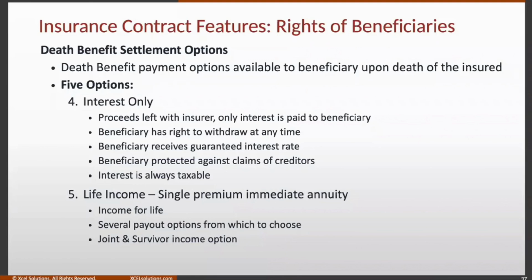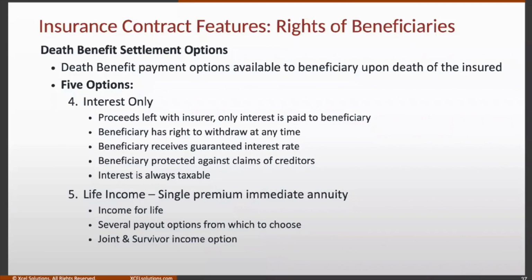in which they receive. The fifth is the life income option, which is L in the word payout. So P in the word payout is fixed period of time a person wants it paid out to them over a certain number of years. A in the word payout is the fixed amount of money they want paid out to them over a certain period of time. I is interest only. Hold on to the proceeds, insurance company, pay me interest only. And the last one is pay out to me over the rest of my life. It's called a life income payout.